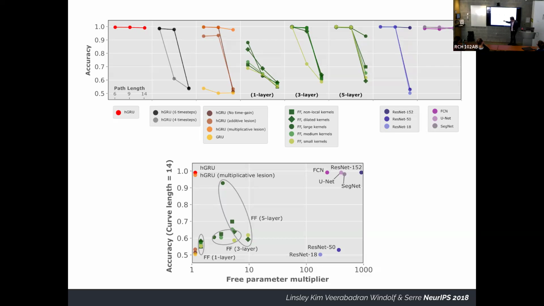When you replot those data on two axes, with the parameter multiplier from 1 to 1,000 and accuracy on the y-axis, you see that our horizontal circuit is in the sweet spot. It's the most parameter-efficient and it achieves perfect accuracy. You can get the same thing again with 20 million training examples: to achieve the same level of accuracy as a feedforward neural network, you're going to need three orders of magnitude more parameters, which in practice, I'm not going to show you here, translates to a far greater number of training examples needed to learn the task.